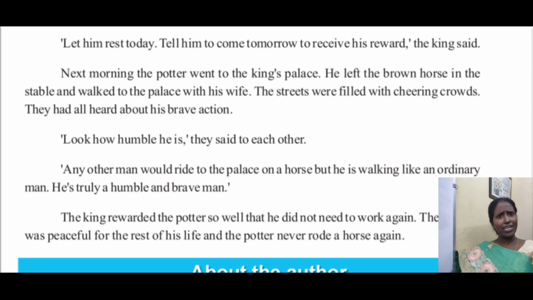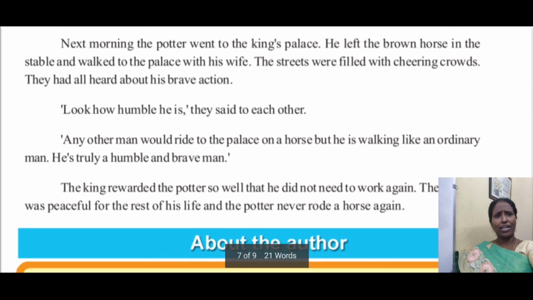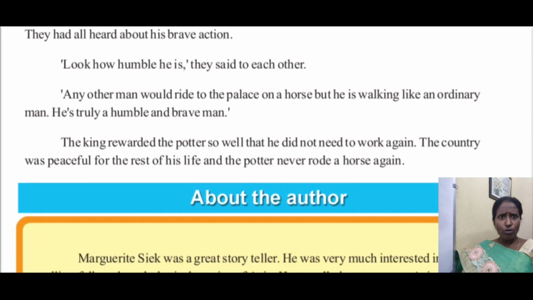"Look how humble he is," they said to each other, looking at him walking on the road. They said, look how simple he is. Any other man would ride to the palace on a horse, but he is walking like an ordinary man. He is truly a humble and brave man. Everybody is telling, see how simple he is, how modest, how down to earth he is walking. But actually, what's the story? He doesn't know to ride a horse.